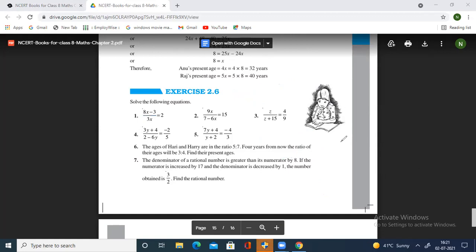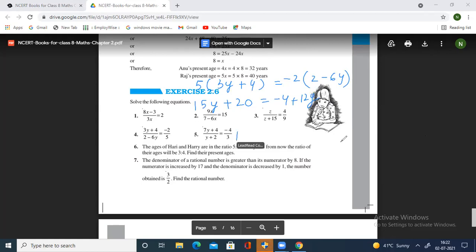That is the case of cross multiplication. So 5 will be multiplied to 3y plus 4 and minus 2 will be multiplied to 2 minus 6y. So when you multiply this 5 into 3y, it is 15y plus 20, and this is minus 2 into 2 is minus 4, and minus 2 into minus 6y is plus 12y.